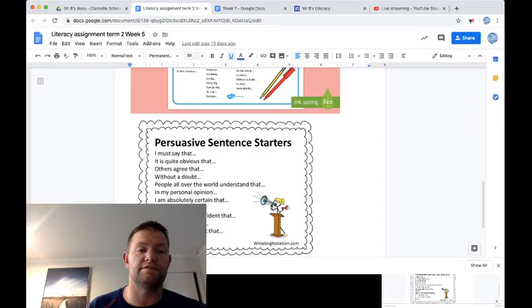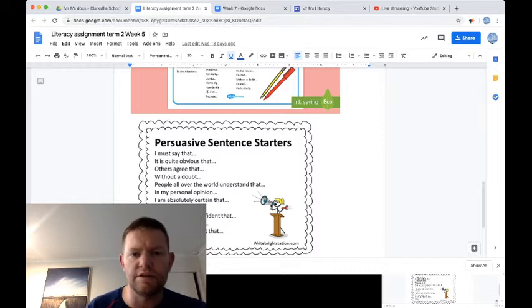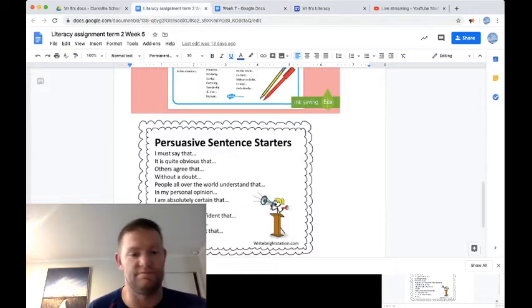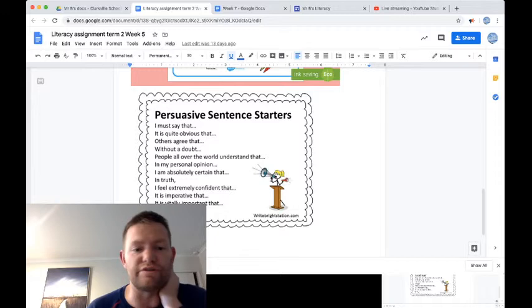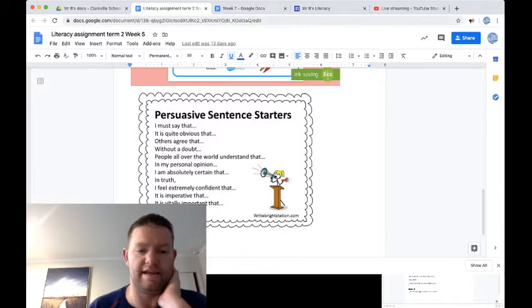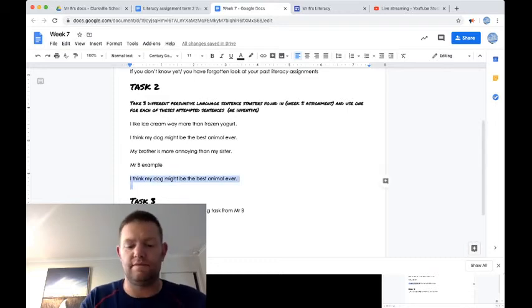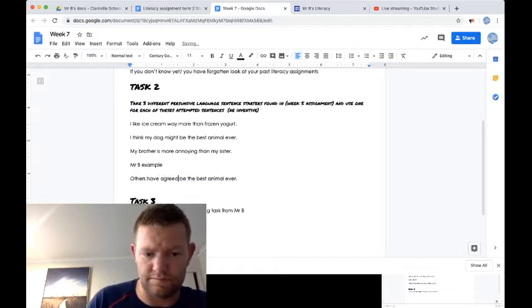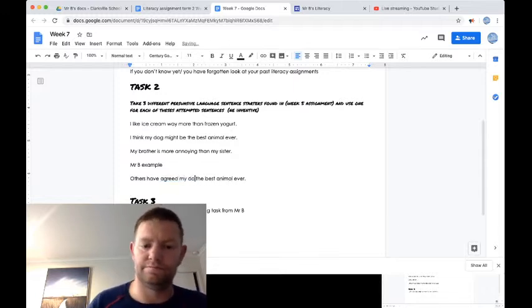I've got my week 5 assignment up here, as you can see. It says week 5, and I'm looking. So my sentence that I've chosen to rewrite is, I think my dog might be the best animal ever. Even just the simple, others agree that my dog is the best animal ever, rather than I think my dog might be. Others have agreed my dog is the best animal ever.